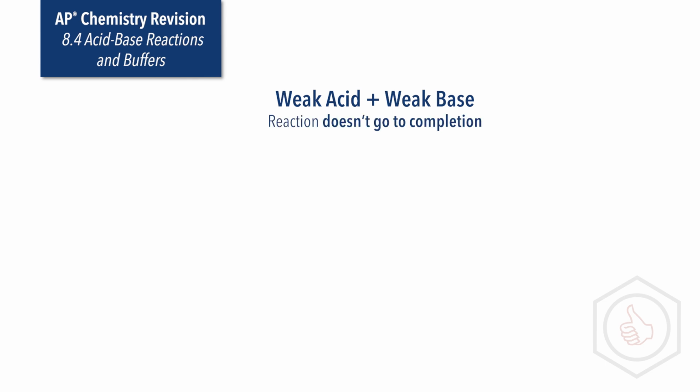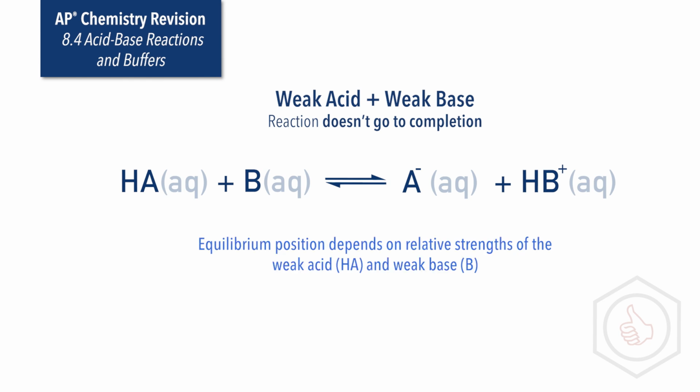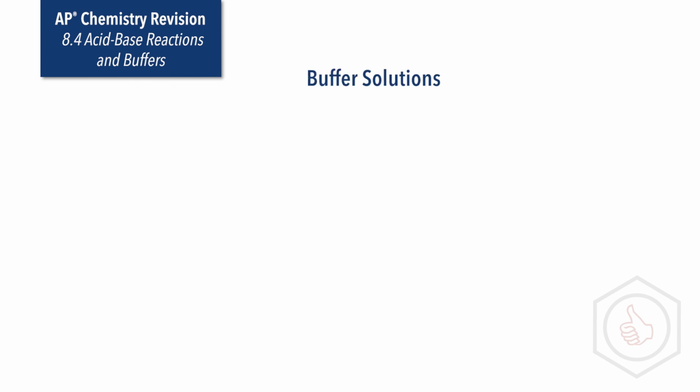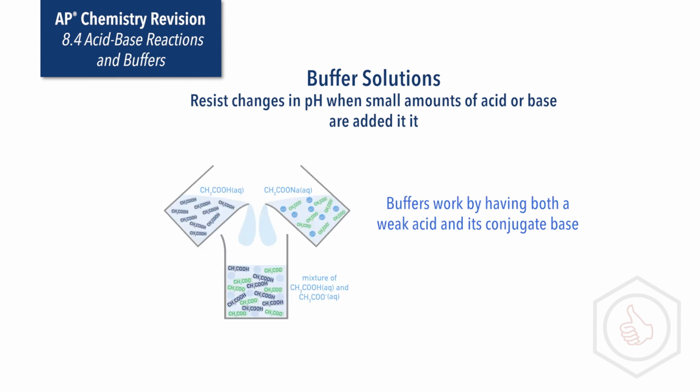Instead, there is an equilibrium established, where HA + B is in equilibrium with A- and BH+. The position of equilibrium and the final pH of the solution depends on the relative strengths of the acid and base. This can be determined from their Ka and Kb values. A buffer is a solution that resists changes in pH when small amounts of acid or base are added to it. Buffers work by having both a weak acid and its conjugate base, or a weak base and its conjugate acid. They are present in equilibrium.